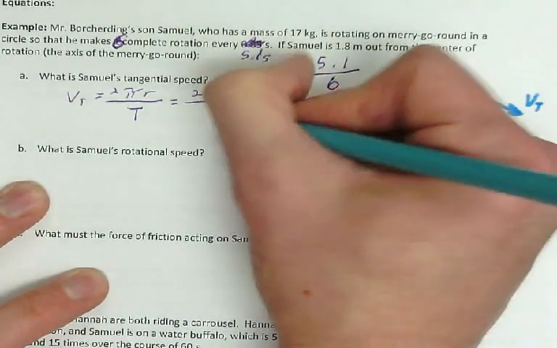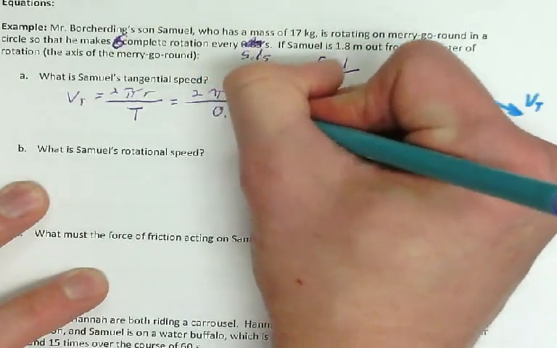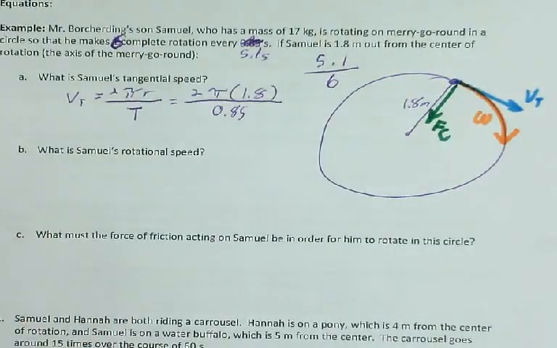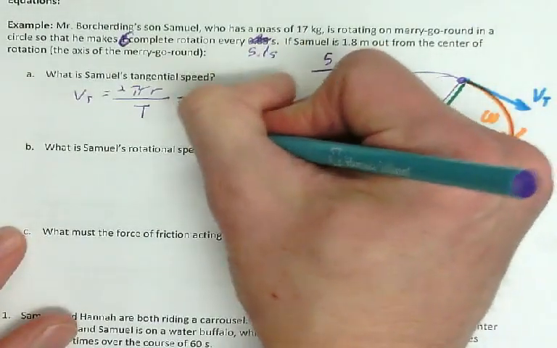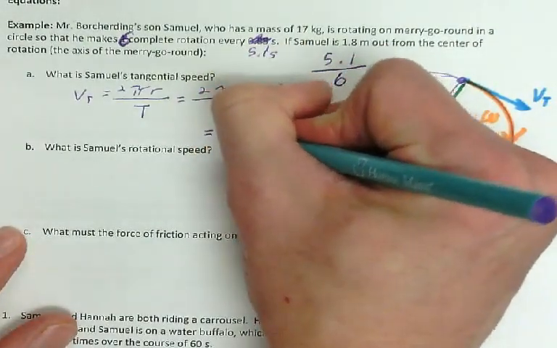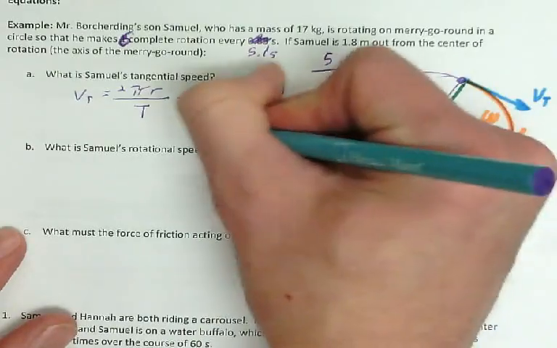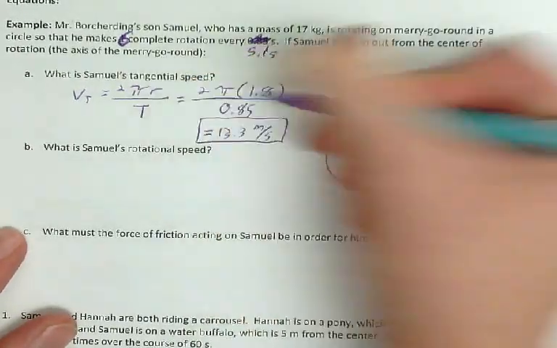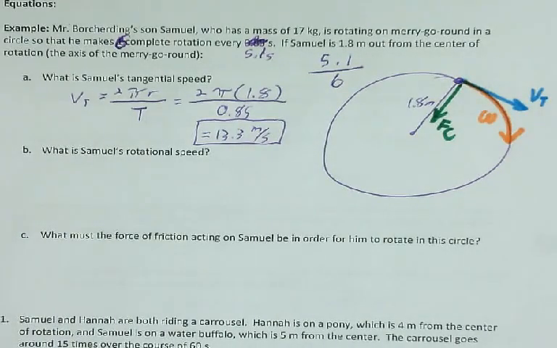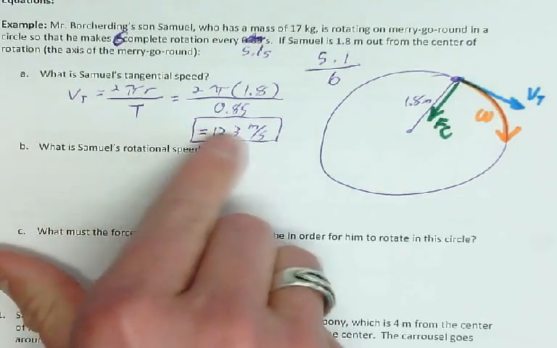And that's going to be 0.85. All you got to do is divide those two numbers out, and you should get 13.3. That's the answer for A. Yeah, for VT. Yep.